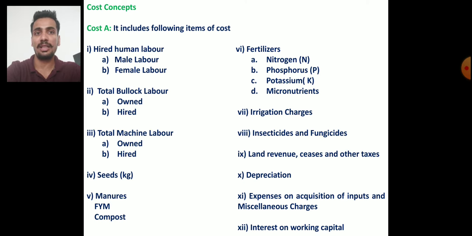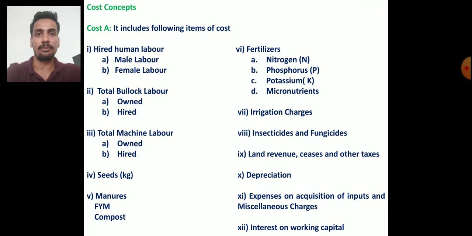Cost A includes hired human labor. It may be male labor or female labor. So, we have to calculate hired human labor from the operation sheet data, that is total hired human labor, male or female. Then the second one is total bullock labor. It may be owned and hired; you can write here owned and hired bullock labor. Then the third one is total machine labor. It may be owned and hired machine labor.